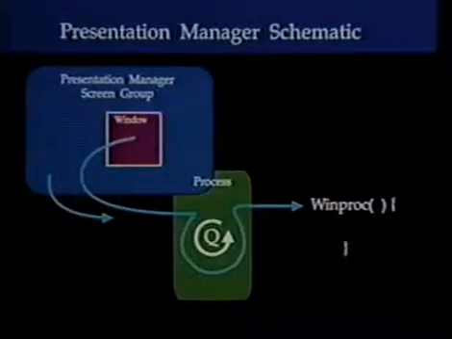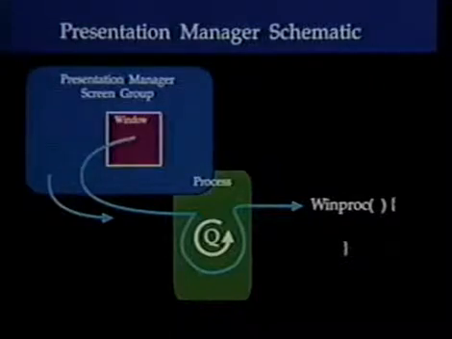To your left on the screen is the Presentation Manager screen group and a window. Below it is a dashed outline that is meant to indicate a process or a program running in the system. Inside of that process is a thread of control, that is the bent arrow or the circular arrow, and that is processing messages from a queue.